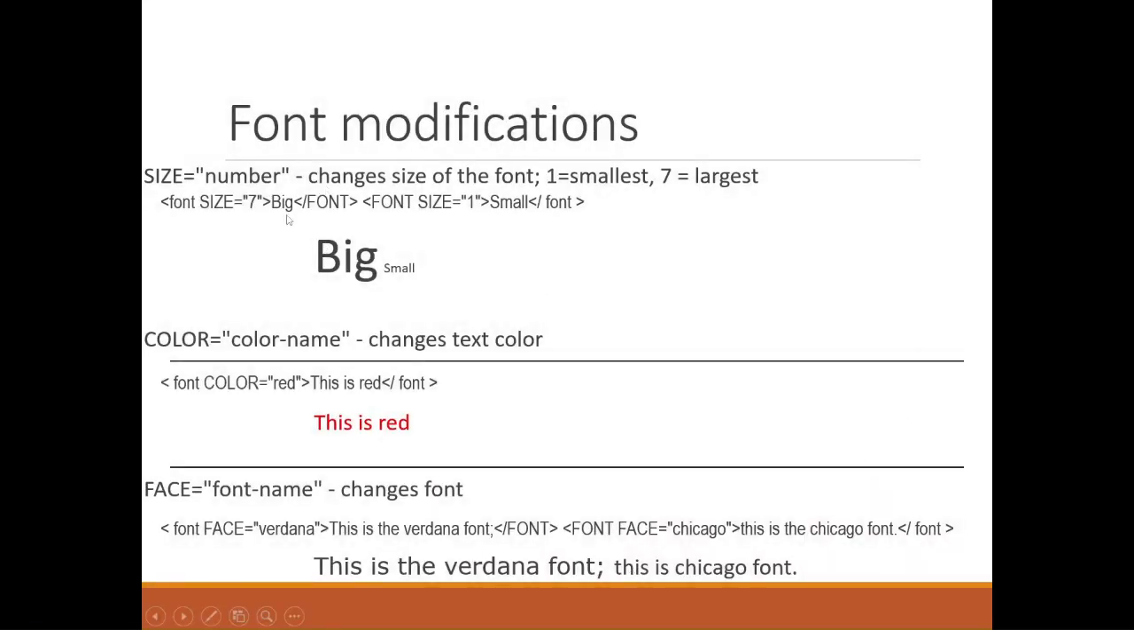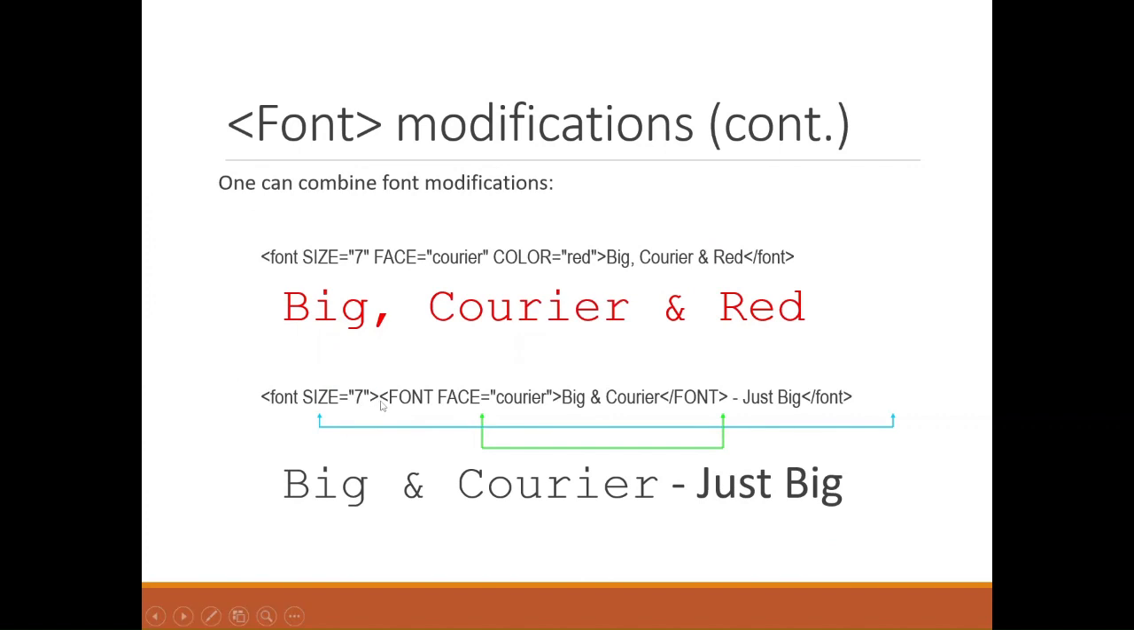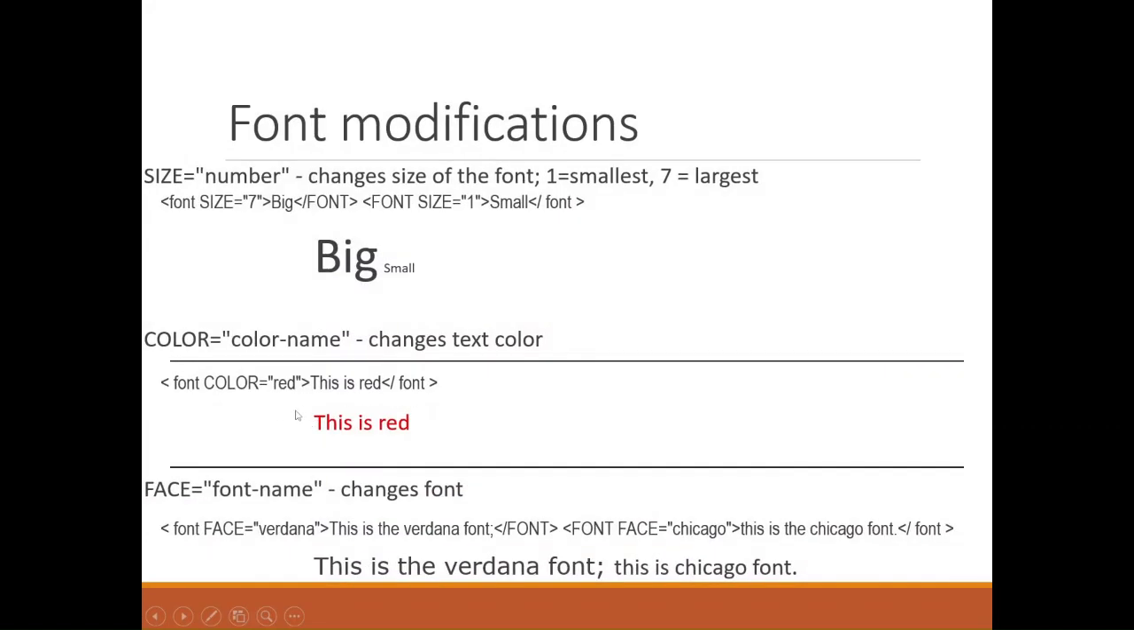Font modifications. The font tag is used to customize the font of the text or the content that you want in between these two tags, and this is how it is defined. In between these two tags, the size is defined for the content, and it is defined as size 7 for big and size 1 for small. As you can see, this is how the output will look. And the color will be defined like font color red. So this will be your output in this case.